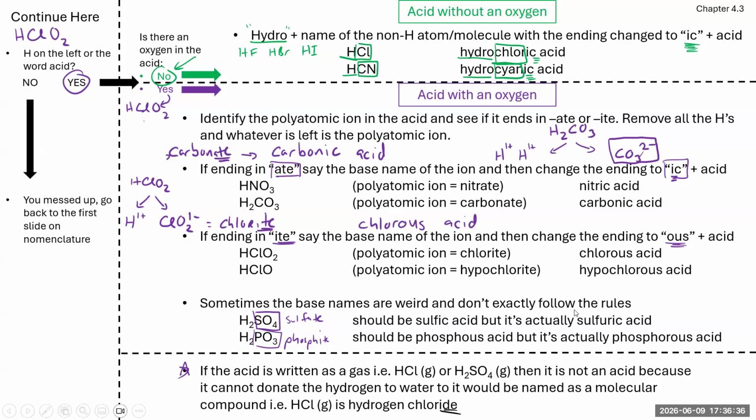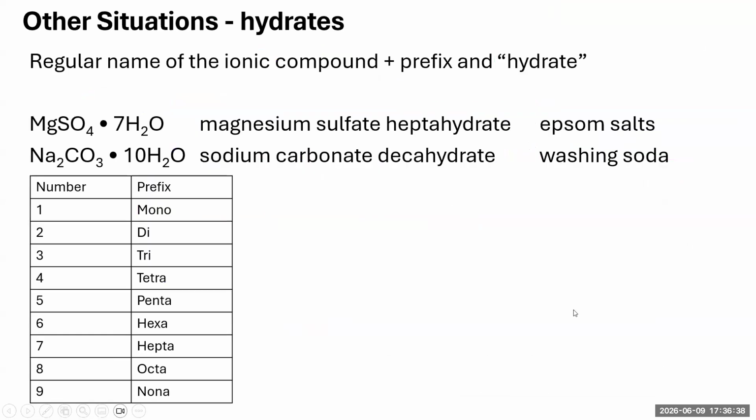All right, let's do some other situations. This is a little easier. Name of ionic compound, you just put the prefix in the word hydrate. So this is magnesium sulfate. I'm going to underline that, magnesium sulfate. Hepta, because there are 7, and then hydrate.